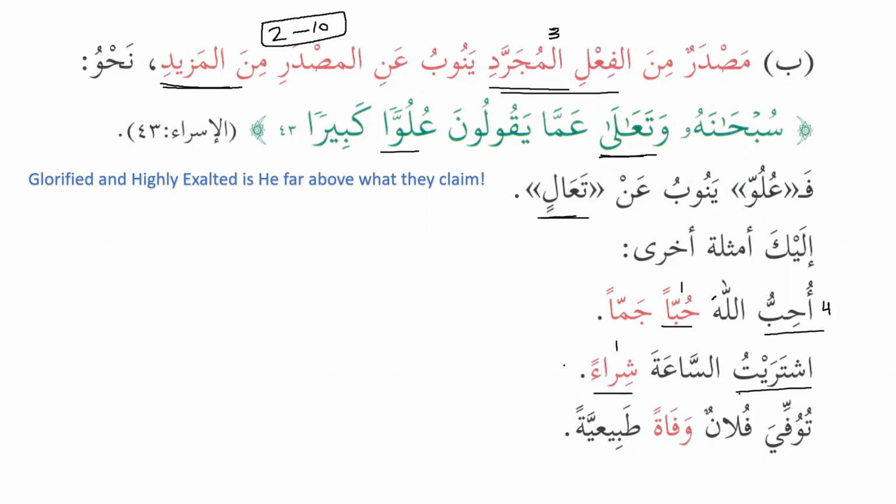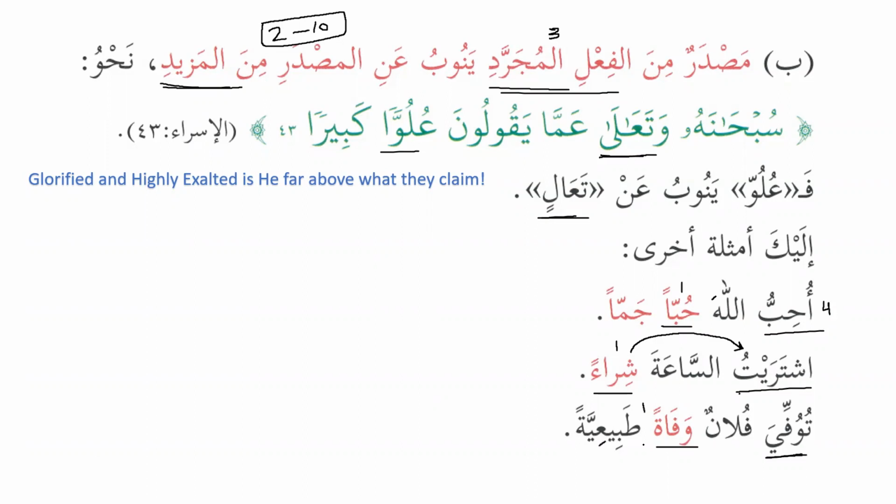So there is a possibility, as we have seen over here, that the masdar will be from the verbs that have 3 root letters, and the verb that is being used is from the derived forms of the verb. توفي فلان وفاة طبيعية. Someone died a natural death. So again, توفي is a derived form, it is mazid, and wafatan is from number 1, which is thulathi mujarrad.